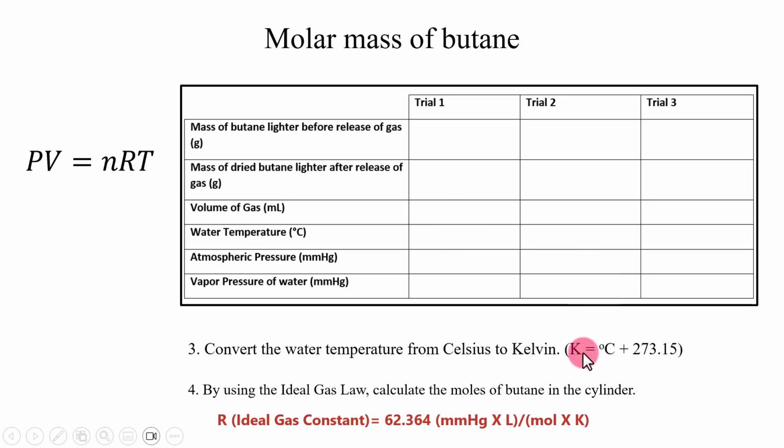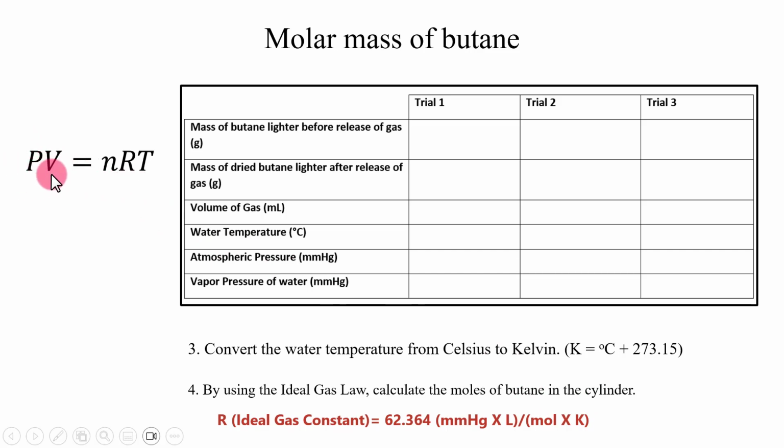And that is because when we use the ideal gas law, which we're assuming butane acts as an ideal gas, we do not use Celsius for temperature when we use this formula. Okay, so go ahead and convert all 3 temperatures. When you're done with that, you need to use the ideal gas law to calculate the moles of butane in the cylinder. So what is this formula?